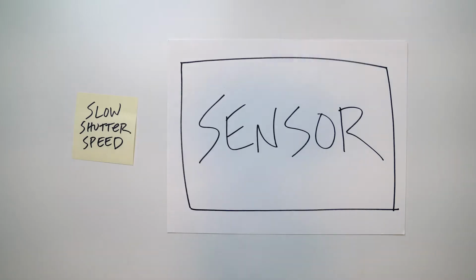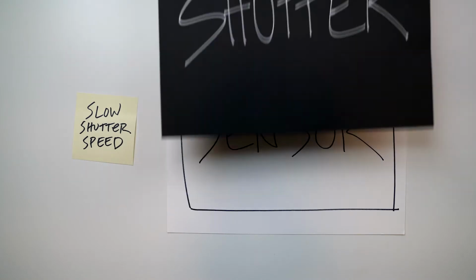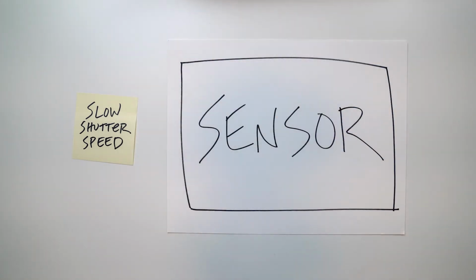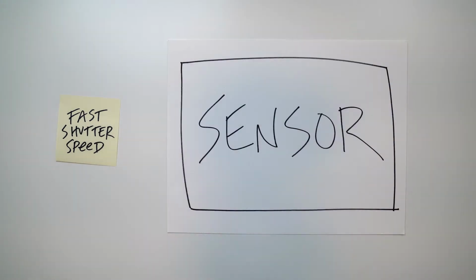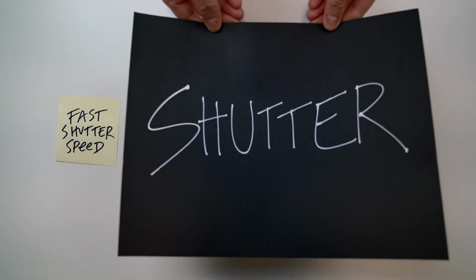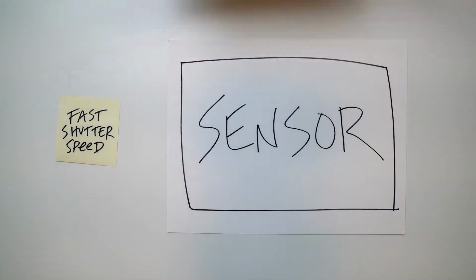So the slower the shutter speed, the longer the shutter stays open every time, and the more time the sensor has to record every frame. But the faster the shutter speed, the less time the shutter stays open every time, and the less time the sensor has to record each frame. And how long the shutter stays open ultimately affects how each frame looks.